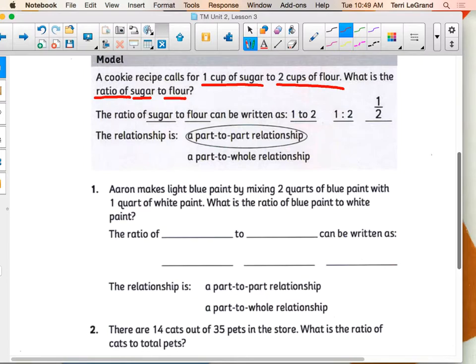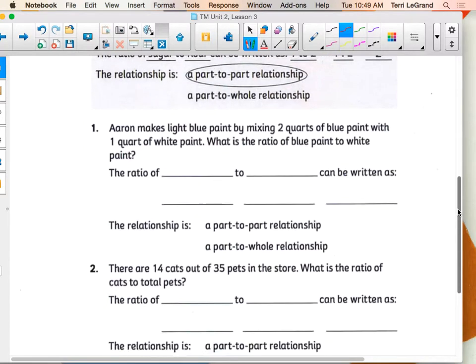So if we were going to compare how many cups of sugar there are to how many cups of total ingredients there are in the cookies, then that would be a part to whole. But we're comparing one part of the cookie recipe to another part of the cookie recipe, so that makes it a part-to-part relationship, okay? So let's do this next one.